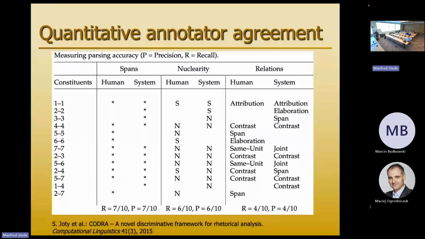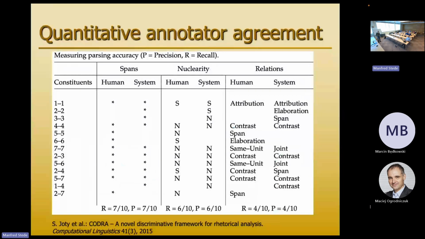In this example, they look boringly similar. Recall, precision, recall, precision, recall, precision. That's because both human and system found 10 units. And so the number of stars is the same in both analyses, and therefore precision and recall in the end are the same. But that's an artifact of this particular example.